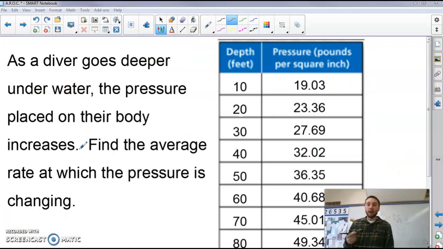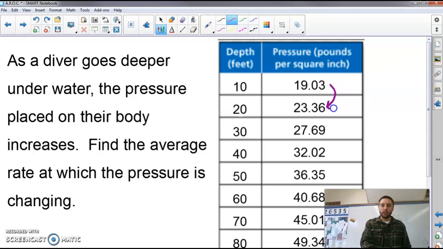Okay, so now we're looking at tables. Again, same thing we did last week. So I need to find the average rate of change. So I need to find the change in y over the change in x. If you remember last week, we can subtract these to find out how we're changing. So if you want to go ahead and grab Desmos, we're going to do 23.36 minus 19.03. Subtract those.